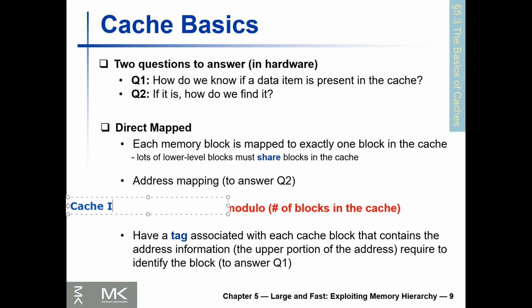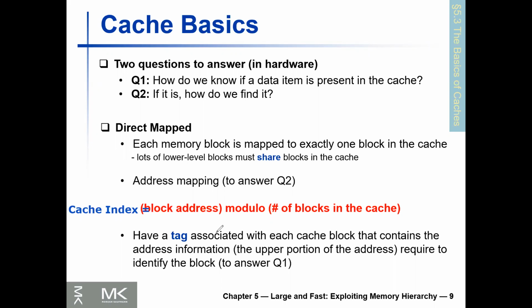Cache index is equal to the block address modulo the number of blocks in the cache. So this is something. Now, as I said, multiple blocks can be mapped to a particular block in the cache.